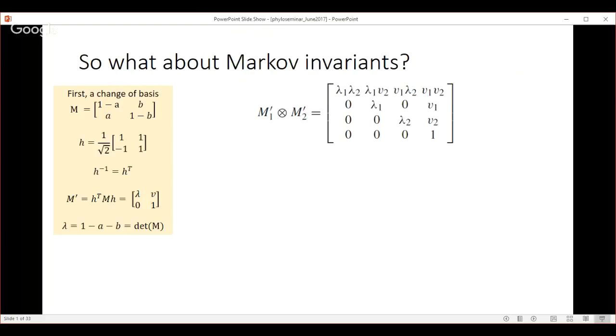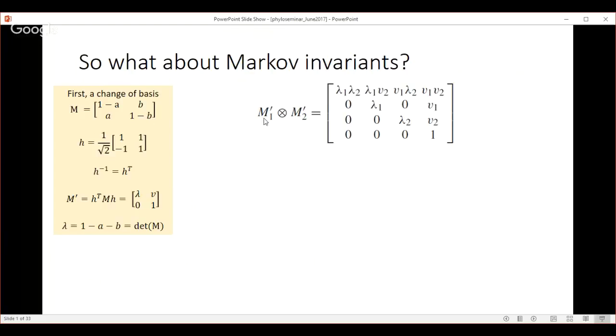The first thing we need to think about is that we're going to do a change of basis. I've got my probability matrices here, and I'm going to apply a change of basis that switches them into this upper triangular form. So I always get a 0 here, and I always get a 1 in the bottom right-hand spot, corresponding to probability conservation, and I get 2 values up here. Lambda is the interesting one. Lambda is the determinant of my original matrix, and you can think of it as something like an edge length for that matrix. Everything that I've done, I can basically do in this different basis.